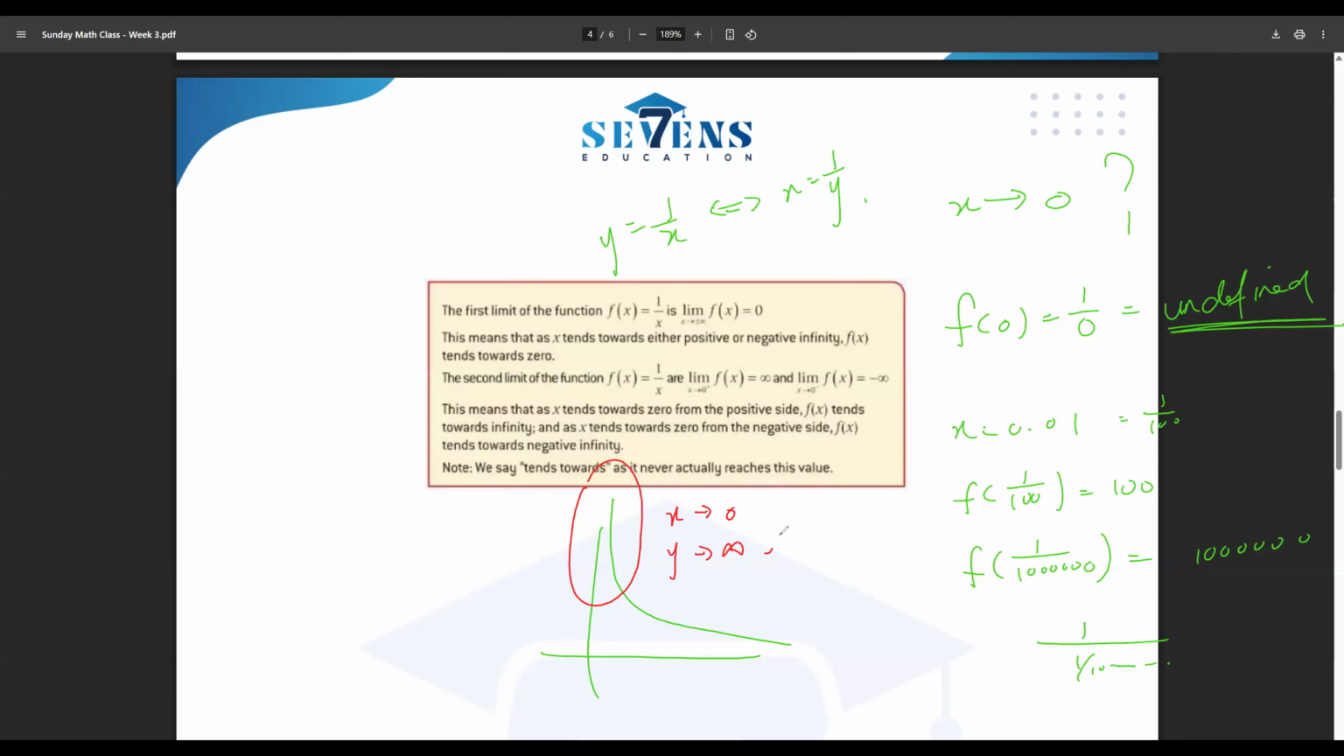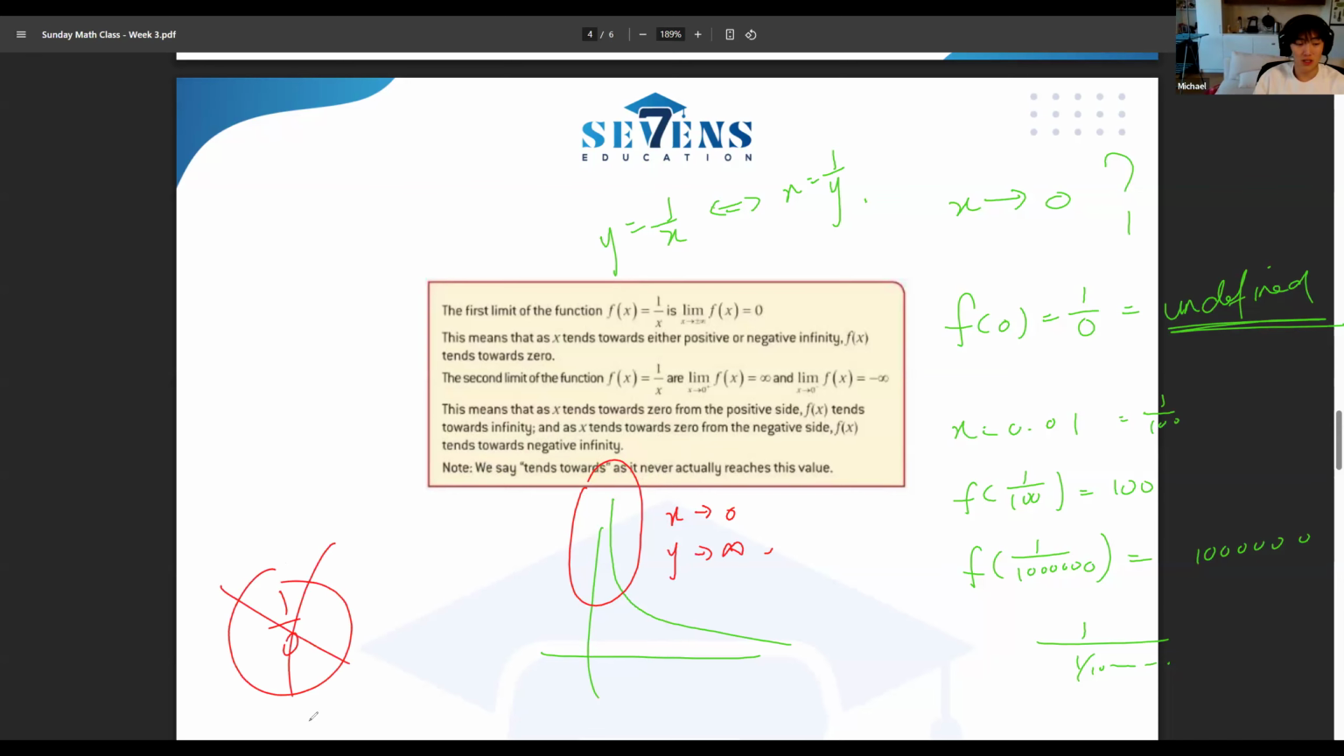Adriana, does that make sense? Yeah. Okay. And it emphasizes we say tend towards, that means approach. We say this for a reason, because it never actually gets to infinity, right? There's no such point as infinity. And we cannot have 0 inside this function. When we put 0 in, this never goes to a value, right? You can't have 1 over 0. This is simply incorrect. Okay?